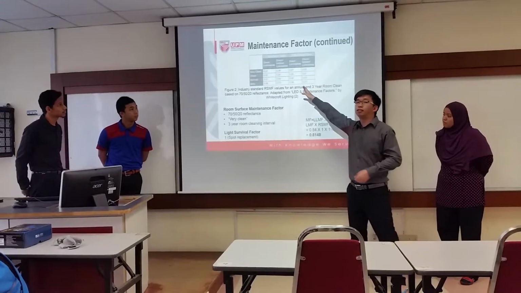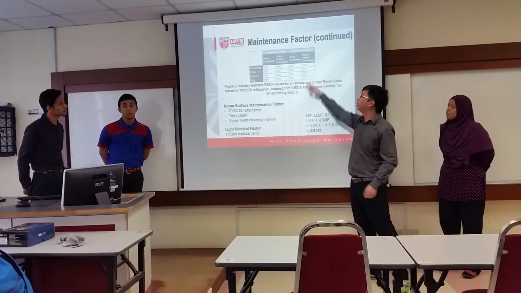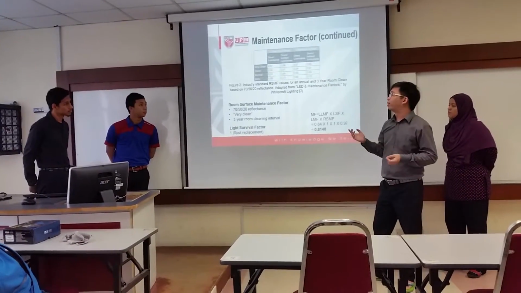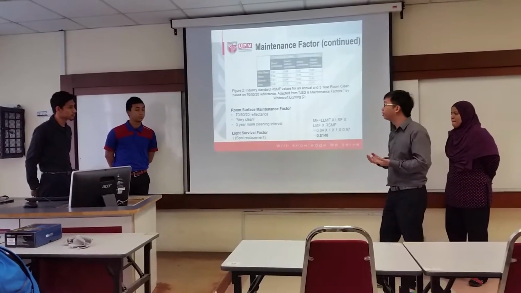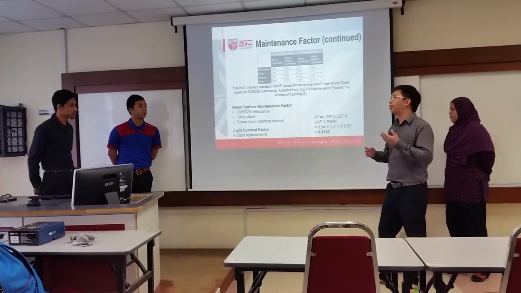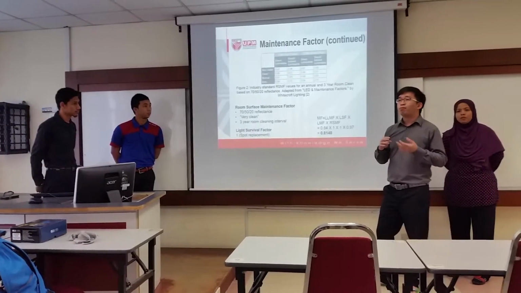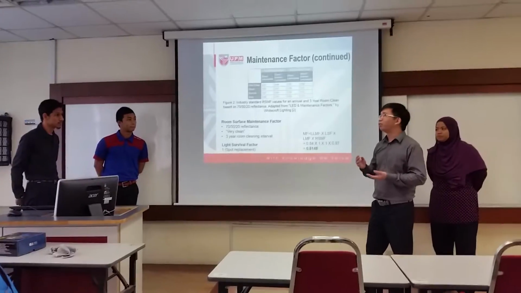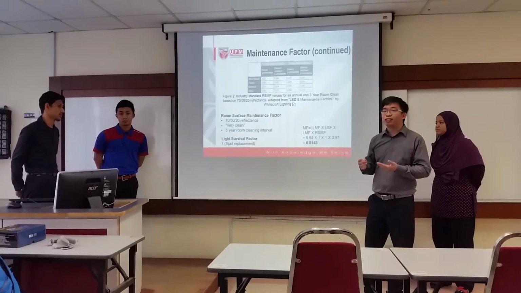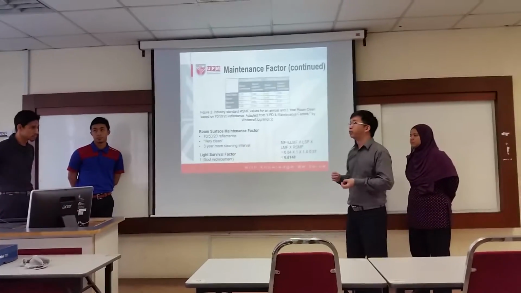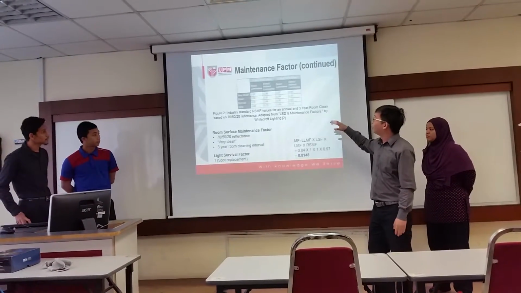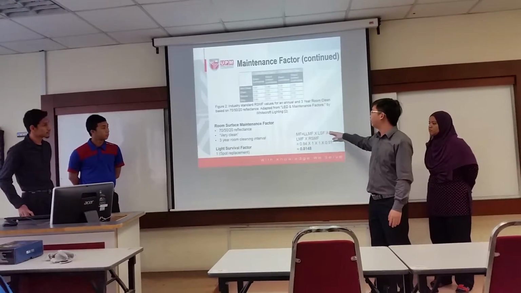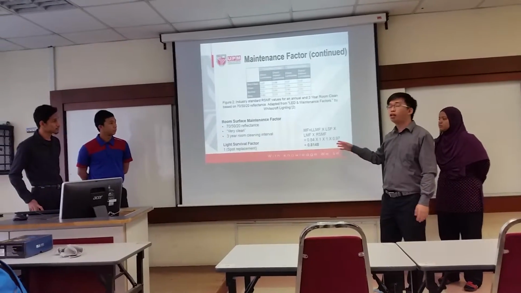In this case, the luminaire we chose is the direct luminaire. The light survival factor is 1 because we highly recommend spot replacement, which means that a broken luminaire should be replaced immediately after it is found to be faulty. So based on the figures we got just now, we can get the overall maintenance factor, which is 0.8148.